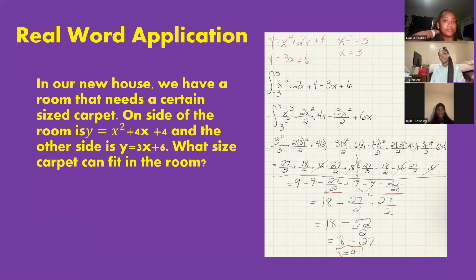Once we have that, now we're going to plug our limits into our antiderivatives. Always remember that is f of b minus f of a. Once we have that, we're going to solve that. We're going to combine all like terms and simplify, and our final answer would be negative 9, but the area is 9 because an area cannot be negative.